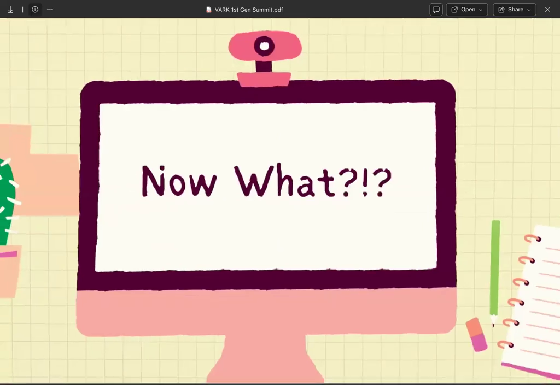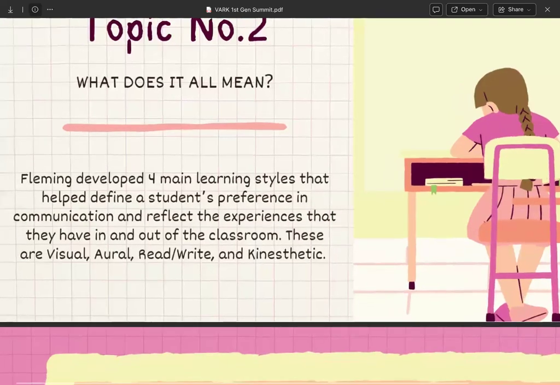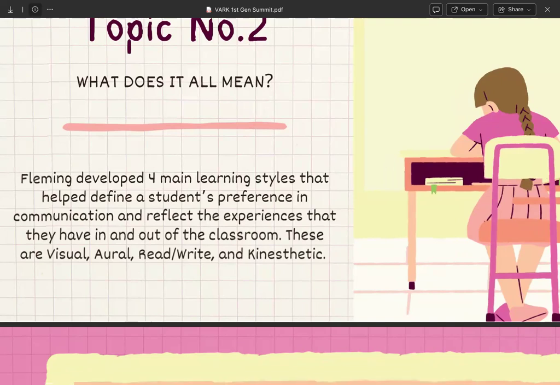All right, welcome back. So now what? You have all this information, and what does it all mean? Fleming developed 4 main learning styles that help define a student's preference in communication and reflect the experiences that they have in and out of the classroom. These are visual, oral, read write, and kinesthetic.